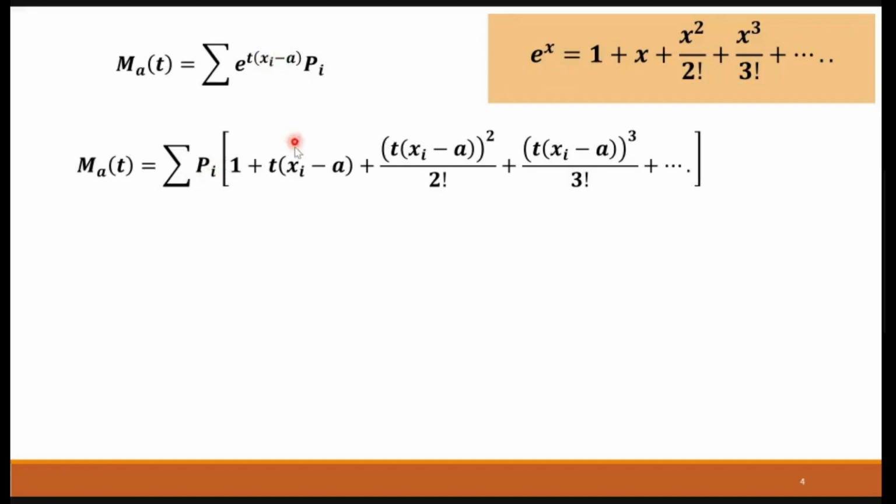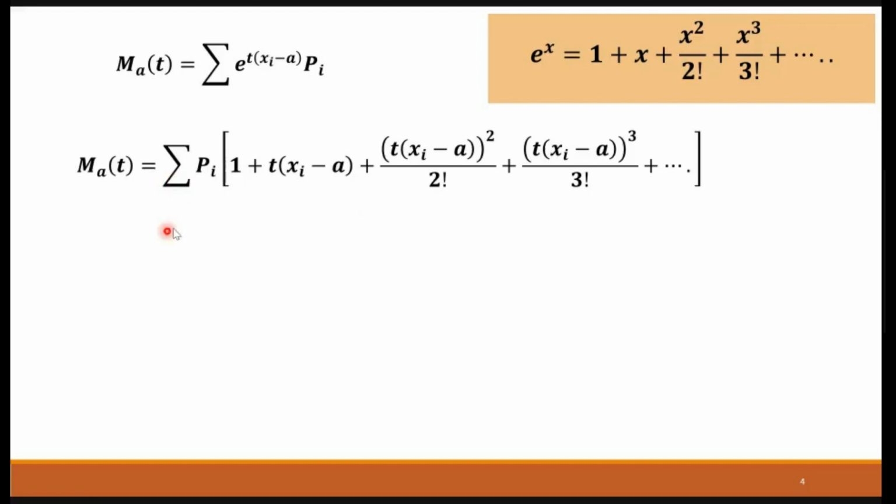this will become 1 plus x, तो यहाँ पे x के बदले t into (xi minus a), plus whatever is x, that squared upon 2 factorial, and this x upon this whole cube upon 3 factorial. ठीक है, तो जो expansion था वही expansion हमने e raised to t into (xi minus a) के लिए use किया है। ओके, now take summation inside.